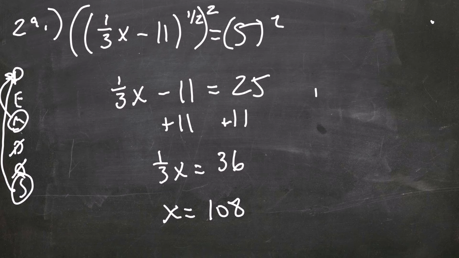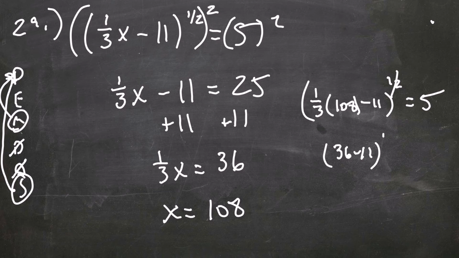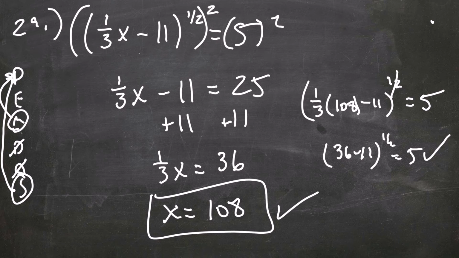Now I just have to plug it in, so I say 1/3 times 108 minus 11 inside parentheses. Does the square root of that equal 5? Or does that to the 1/2 power? Remember, those are the same thing. 1/3 times 108 is 36. 36 minus 11 is 25, 25 to the 1/2 is 5? It is. So 108 is a good answer. Right? And that's it for 29.